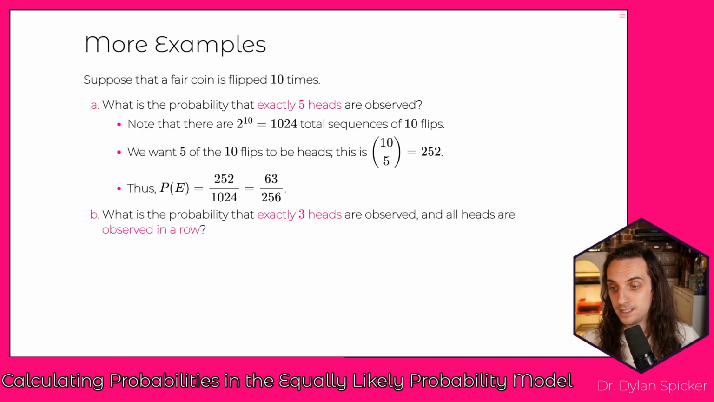Part B, what's the probability that exactly 3 heads are observed and all heads are observed in a row? Okay, so now we have to start thinking through this one a little bit more carefully, right?